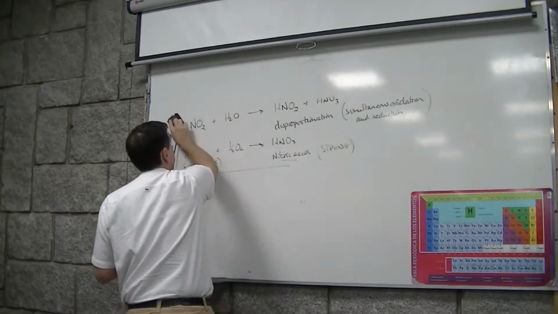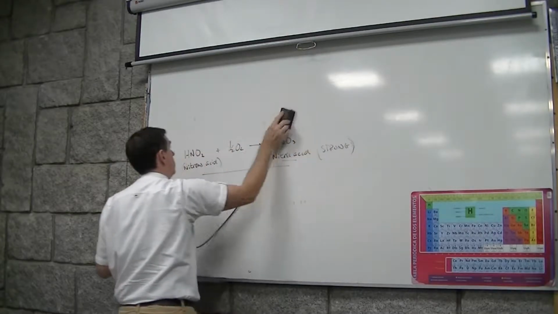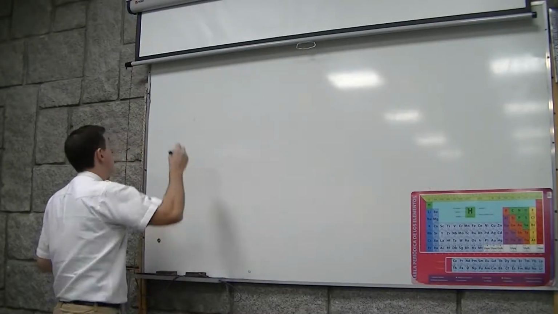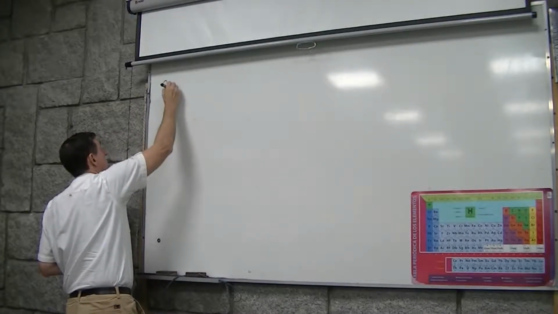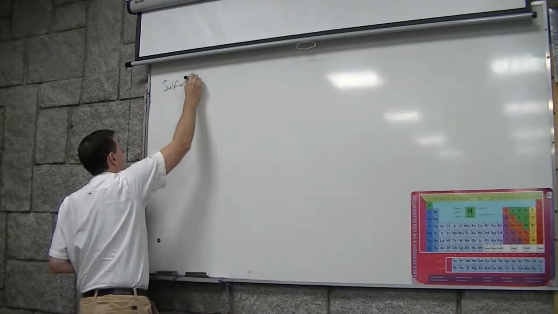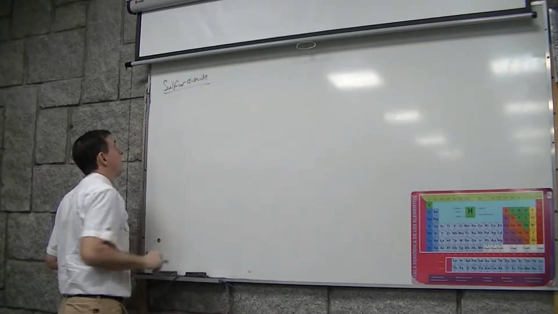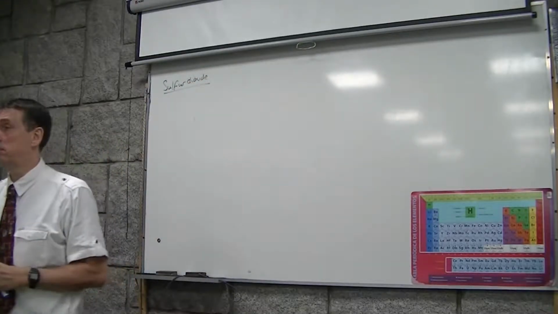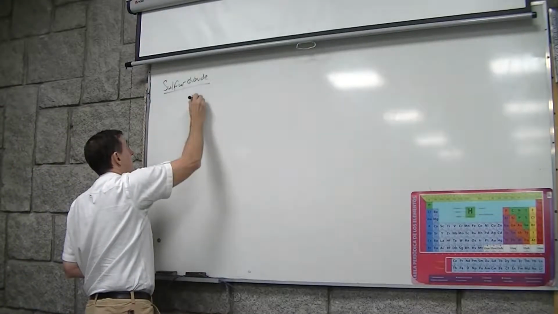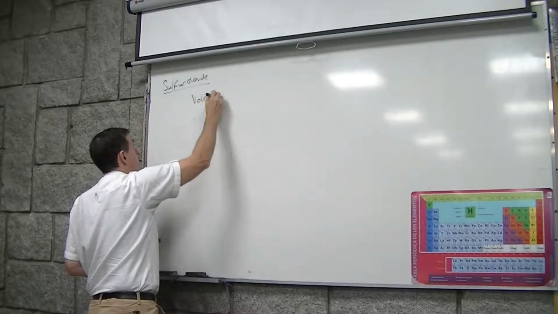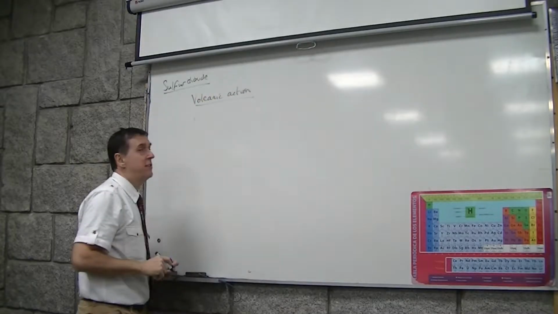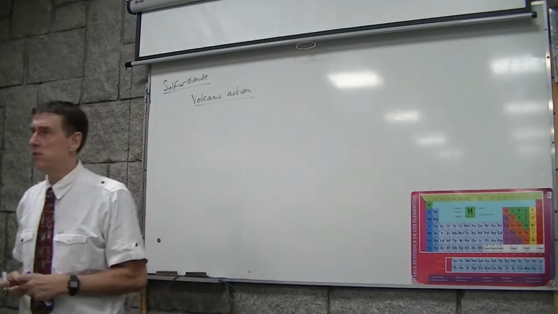Let's take sulfur dioxide first of all. And the major source of sulfur dioxide, believe it or not, is volcanoes. Volcanic action. Volcanic activity puts massive amounts of sulfur dioxide into the atmosphere.